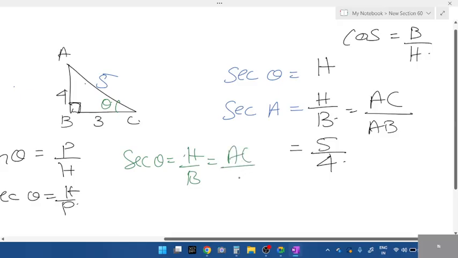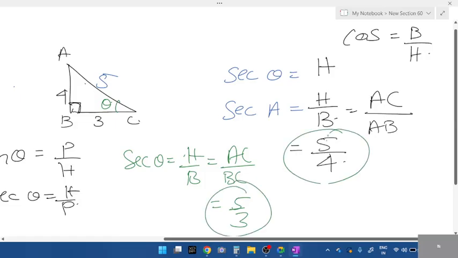AC. Yes, 5. But what is the base here? Is it AB or BC? Which is the base? BC is the base now. So what's the answer? 5 by 3. Can you see? Even though we find sec theta, the values are changed here. Right? The values are changed. So it depends on the angle. It depends on the angle.